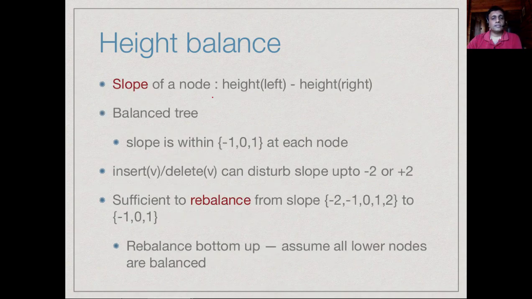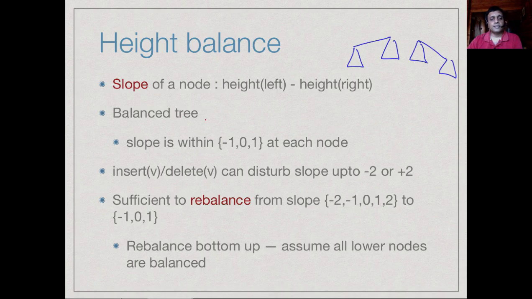So let us refer to the difference between the heights as the slope. Intuitively in our picture, if it's unbalanced, then the thing is tilted. We could have a tilt this way or a tilt this way. So we call this the slope. Let us say the slope is the height of the left minus the height of the right. So if the height of the left is less than the height of the right, then you have negative slope. If left is bigger than right, you have positive slope.